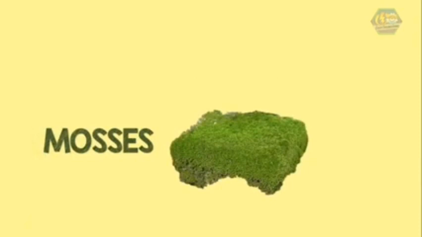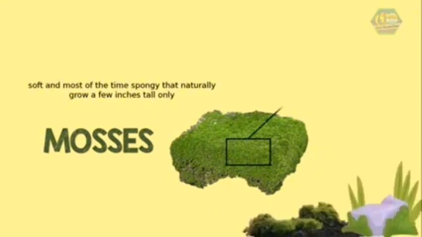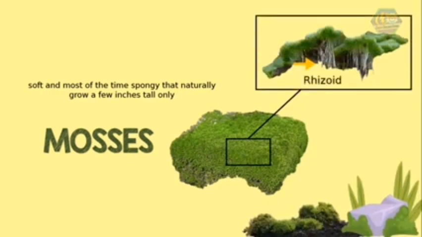Mosses are another plant that grows from spores. These are plants that are soft and most of the time spongy, that naturally grow a few inches tall only. They stick to rocks and soil by using what is called rhizoid or short growth.